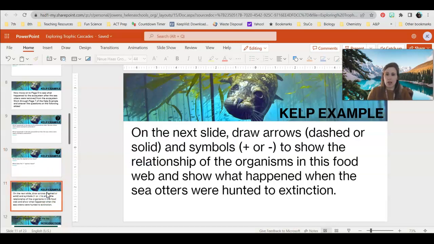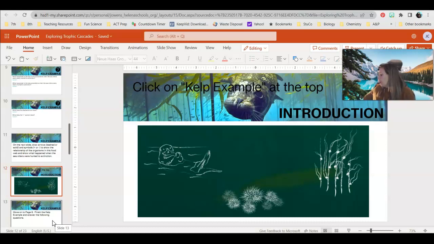All right, on the next slide, draw arrows, dashed or solid, and symbols, positive or negative, to show the relationship of organisms in this food web and what happened when the sea otters were hunted to extinction. On the next slide we have a little map, similar to what you saw in the link. Draw your arrows to connect these, label whether they're positive or negative, and show me indirect and direct effects. Are they solid arrows or dashed arrows? Illustrate with the draw tool on slide 12. Pause this video to do that. When you're done with slide 12, we'll move on to the final parts of our kelp example.